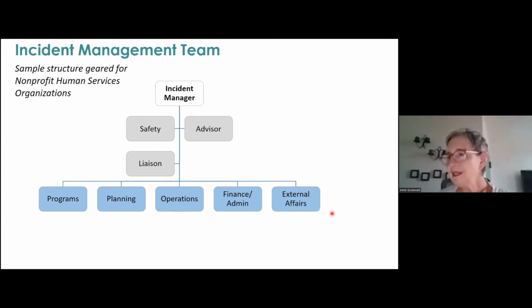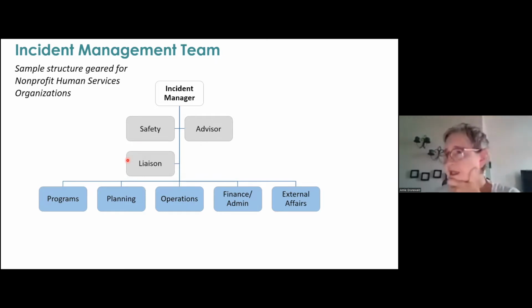The next position here, get my pointer to move, is the liaison position. So during emergencies, really a lot of the environment is being dictated and the recovery mechanisms are being dictated by public safety organizations or disaster recovery organizations. So you want to have somebody that is in tune with that, is keeping up with what's happening, either directly or indirectly with those organizations. So that's what this liaison position does.